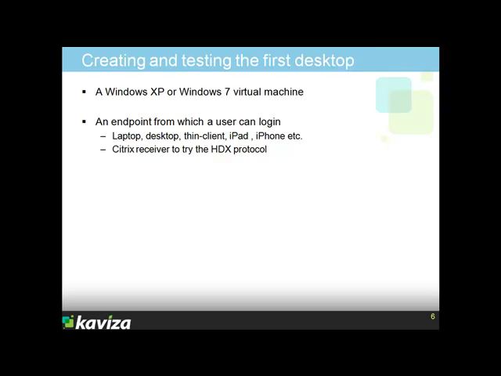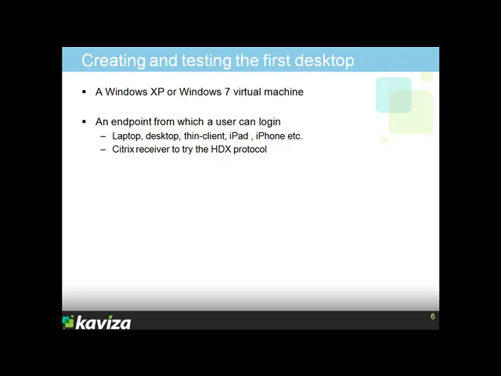Once you have the infrastructure up and running, you're going to want to, of course, create desktops. So you will need to have an XP or a Windows 7 virtual machine that you can import into Kaviza and convert into a golden image that is then used to generate virtual desktops for your users.